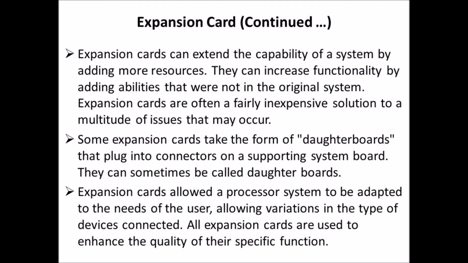Expansion cards are often a fairly inexpensive solution to a multitude of issues that may occur. Some expansion cards take the form of daughter boards that plug into connectors on a supporting system board. They can sometimes be called daughter boards. Expansion cards allowed a processor system to be adapted to the needs of the user, allowing variations in the type of devices connected. All expansion cards are used to enhance the quality of their specific function.